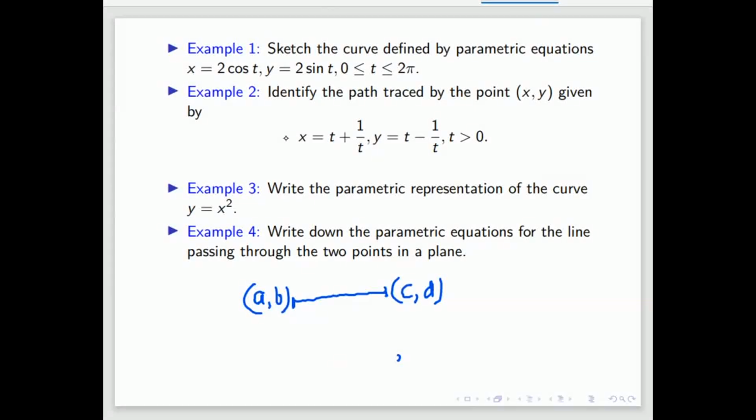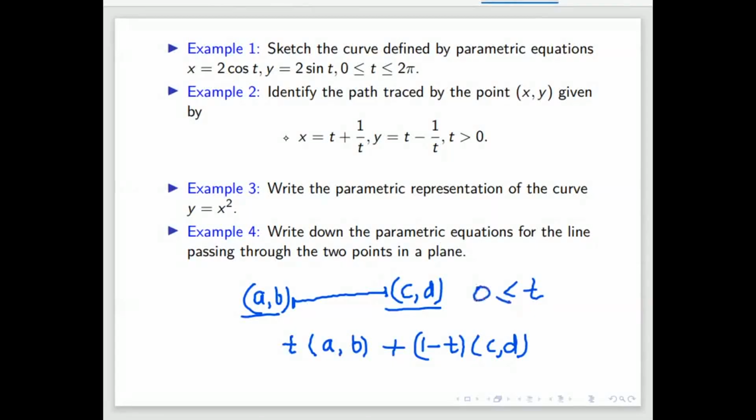So here I will give the example of that. We can make the convex combination like t times this a comma b plus 1 minus t times c comma d. And t lies from 0 to 1.